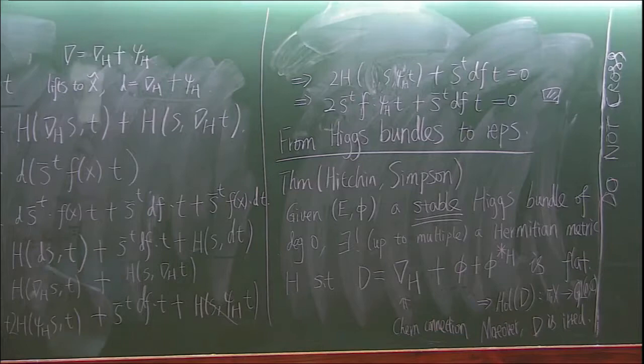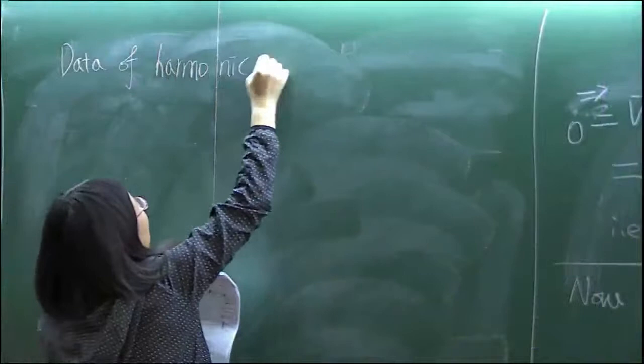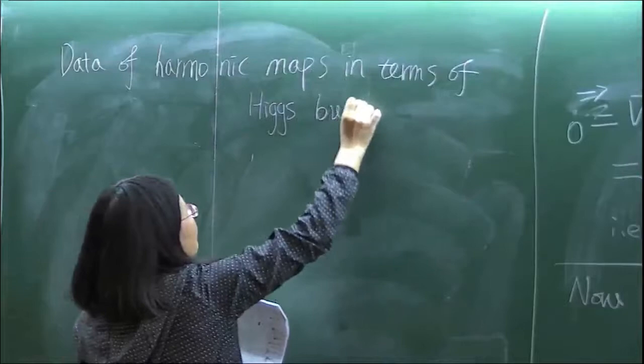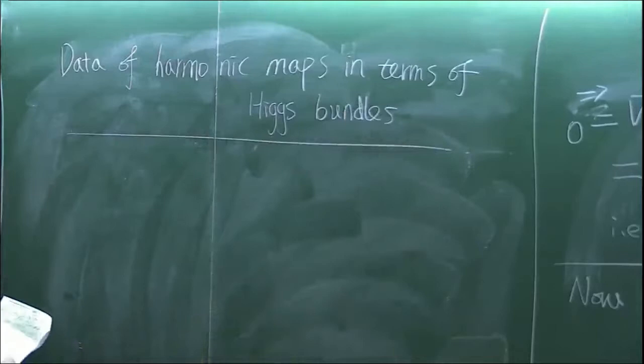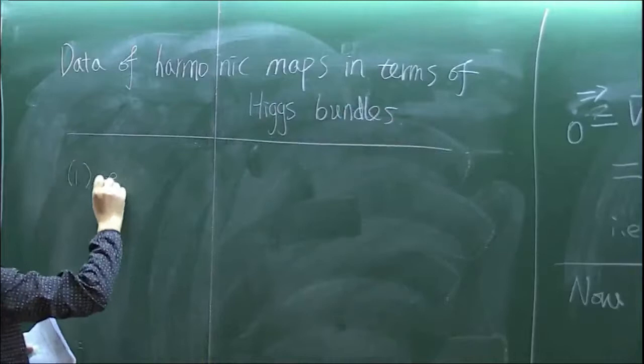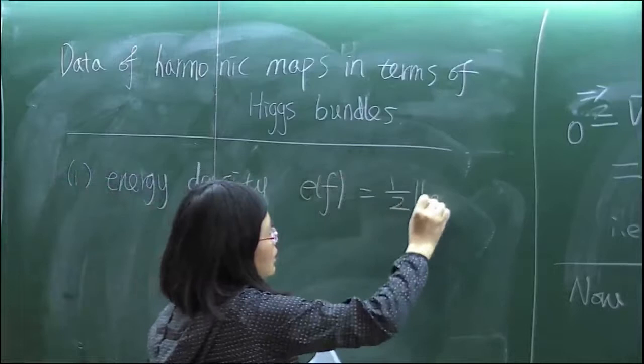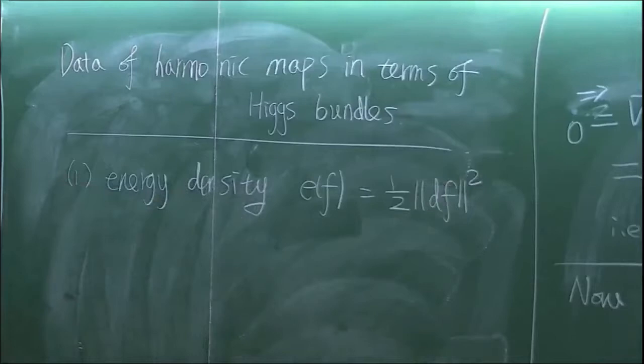Harmonic maps in terms of Higgs bundles. Firstly, we say energy density. Remember, it's the definition of the norm square of DF quotient 2. But we can also write it in terms of Higgs field, and of course, the metric H there.